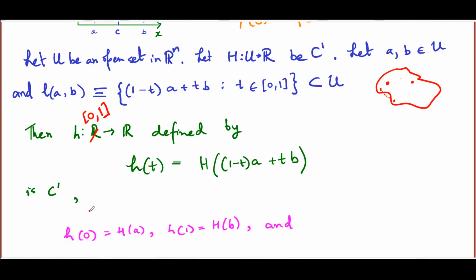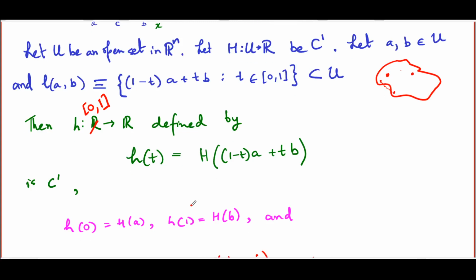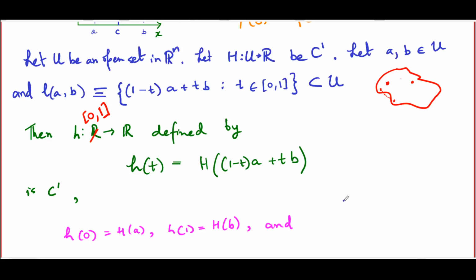Now, this small h has certain obvious properties. Small h at 0, when you put t equal to 0 here, is nothing but capital H at the point A. And when you try to calculate small h at 1, you end up with capital H of B. So, small h at least has capital H values at A and B as two endpoint values. So, we have small h at 0 and small h at 1.